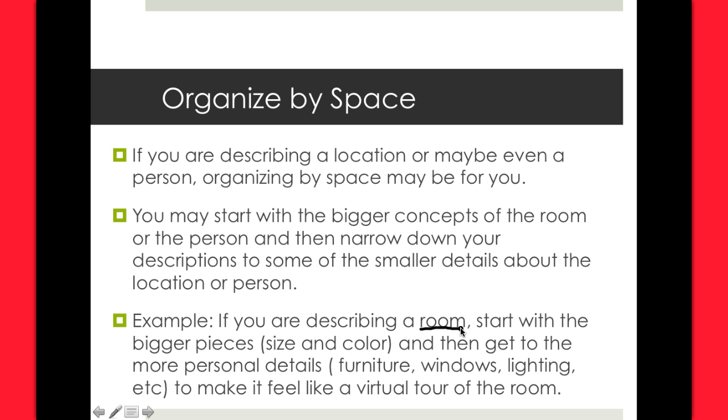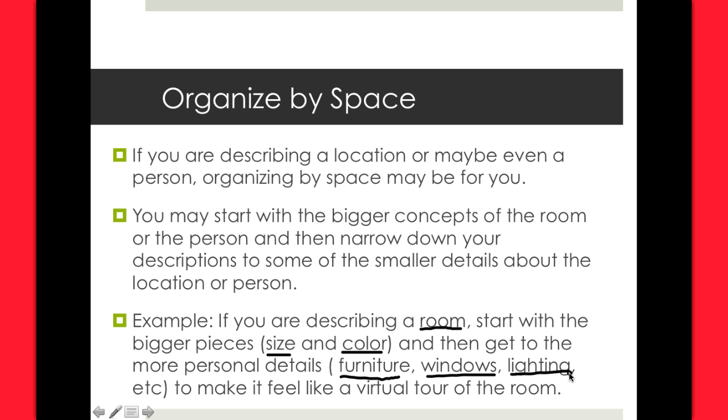so like your bedroom or a living room or something like that. You might start with the bigger pieces. How big is it? What's the color on the walls? What's the color on the carpet? Stuff like that. That's kind of your bigger, over the top things, where it's located in your house. And then as you go through your essay, you might get to the more personal details. The furniture, the windows, the lighting, all those kind of things.